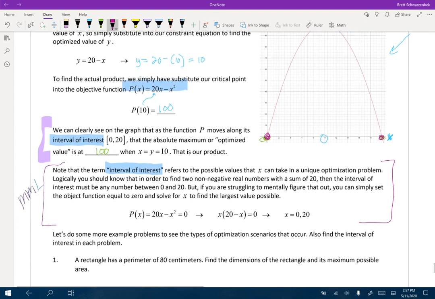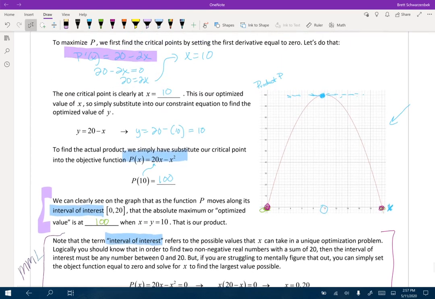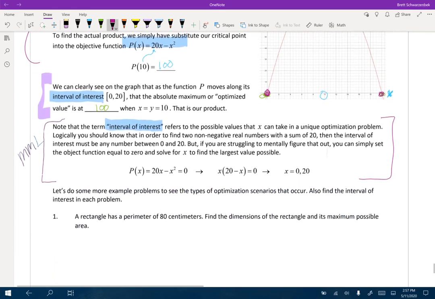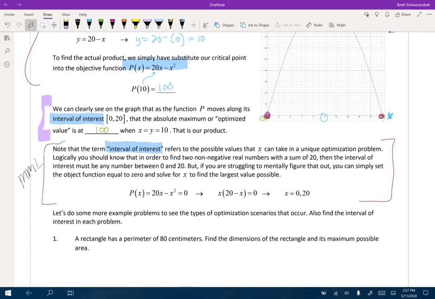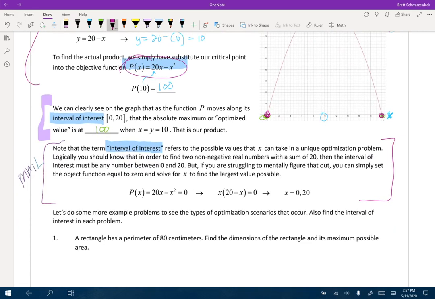Now, the problem is that we don't normally have a graph to look at. We normally have to do this entire process without a graph. So, how can we do this without a graph? That's the key. All you have to do is you take your original equation and you set it equal to 0. So here we go, right here. You set your original equation to 0.